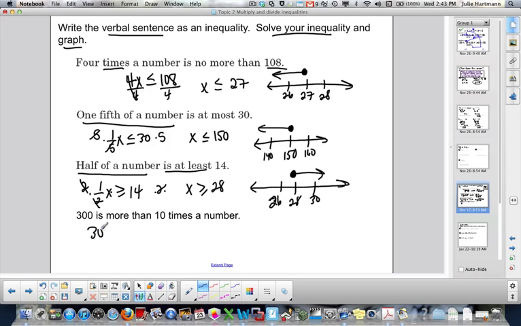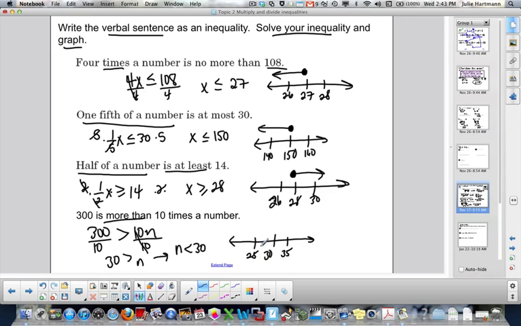Next, 300 is more than, so 300 is greater than 10 times a number. That's 10 times, opposite is to divide. 300 divided by 10 is 30. So we have 30 is greater than n, or if you flip that around, n is less than 30. So 30, open circle, less than 30 is to the left.